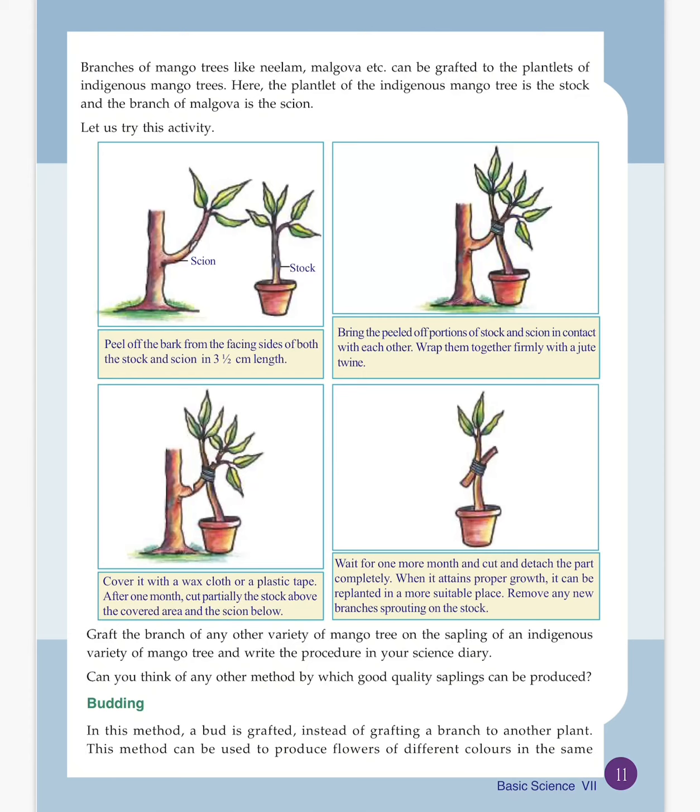After 1 month, you cut off the above part of the stalk here and the below part of the scion. Then you keep this plant so that it attains proper growth. It will grow much taller and stronger. Once it attains proper growth, it can be replanted in a more suitable place and then it will grow into a new plant which will have the desired qualities of both the plants. So this is called grafting, children.